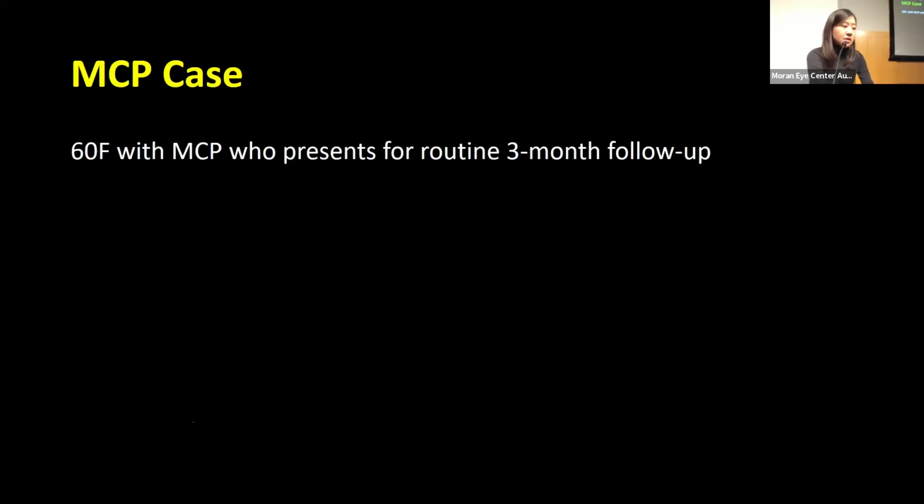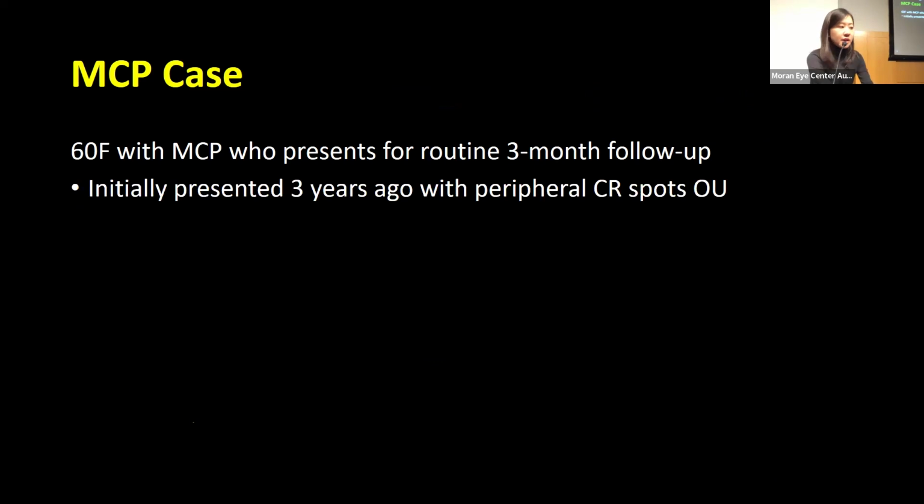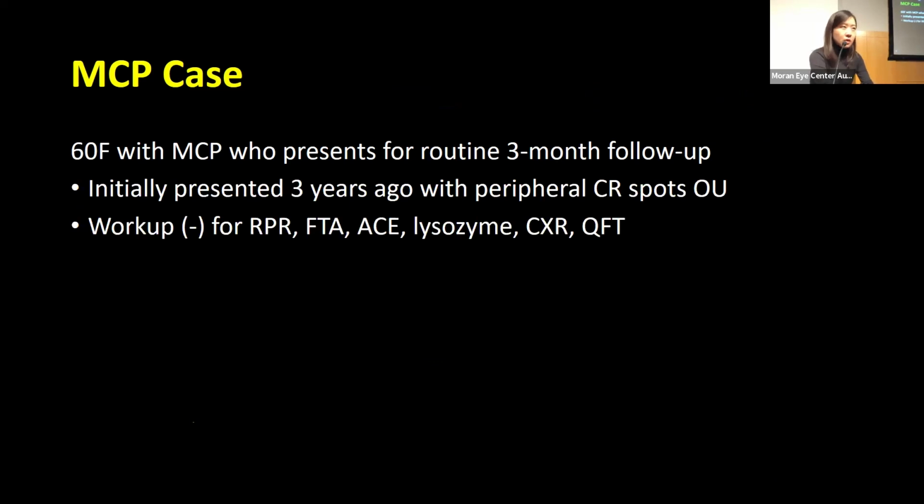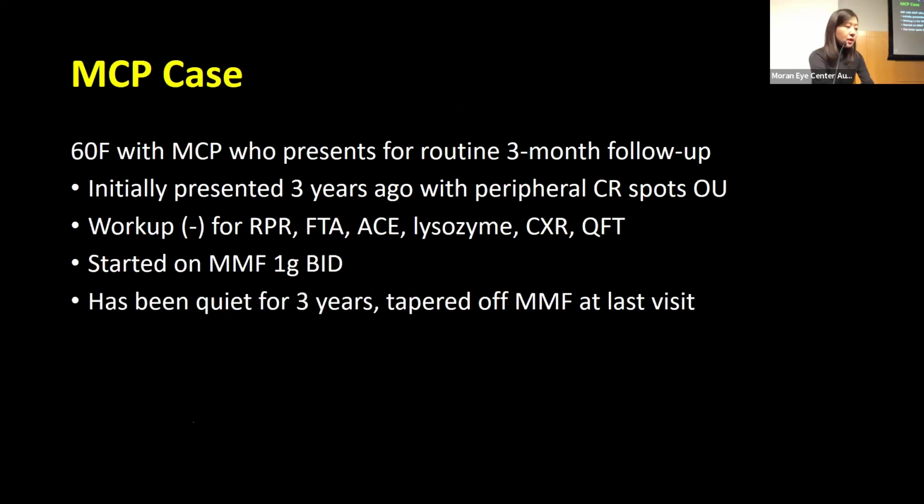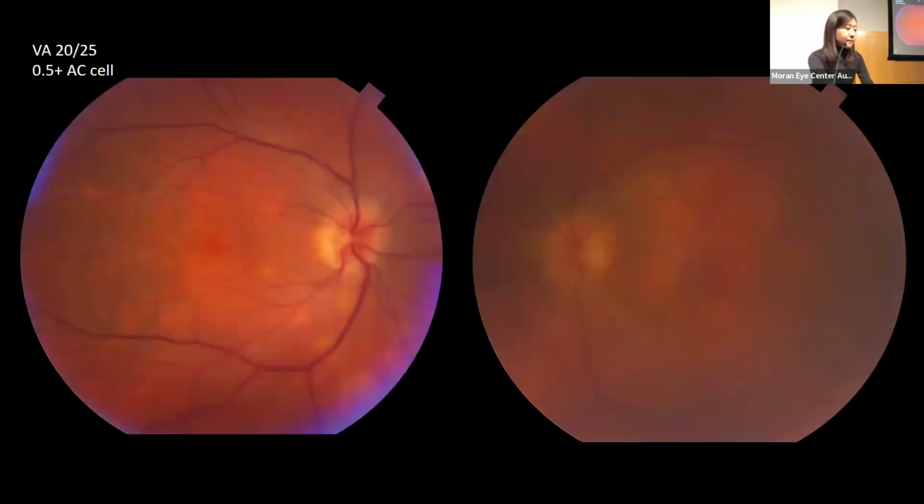So let's now go through a clinical case of each, starting with multifocal choroiditis. So this was a 60-year-old female with multifocal choroiditis who presents for routine 3-month follow-up. She had initially presented to us 3 years ago with peripheral chorioretinal spots in both eyes. Her workup for infectious and inflammatory conditions was negative, and she was started on mycophenolate. She had remained stable and quiet for 3 years, and thus the decision was made to taper off her mycophenolate.